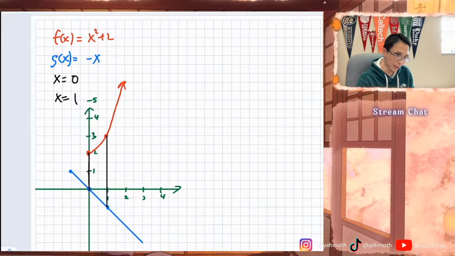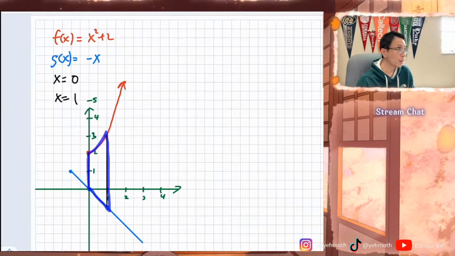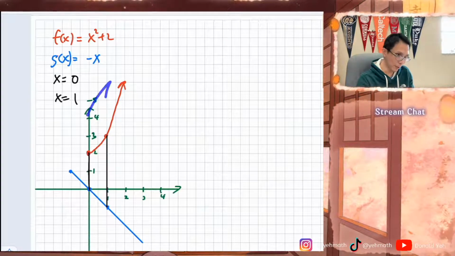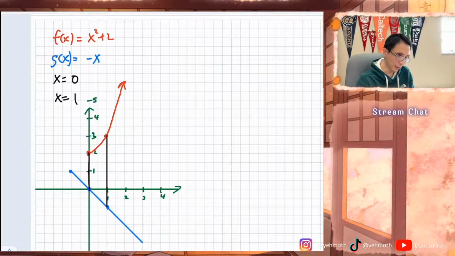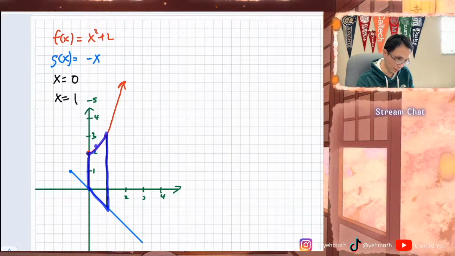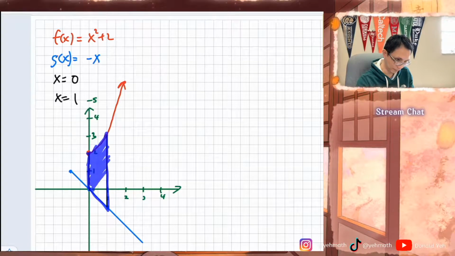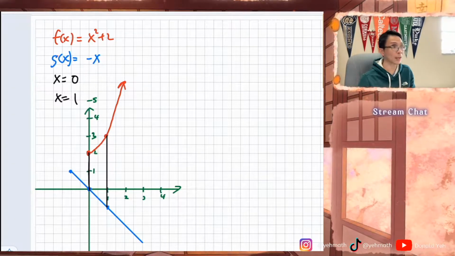This is called the boundary region. See this boundary region? This is the region I care about. I don't care about this area. I don't care about this area. I don't care about this area. I only care about this area right here. It's not a trapezoid because the other side is a curve.